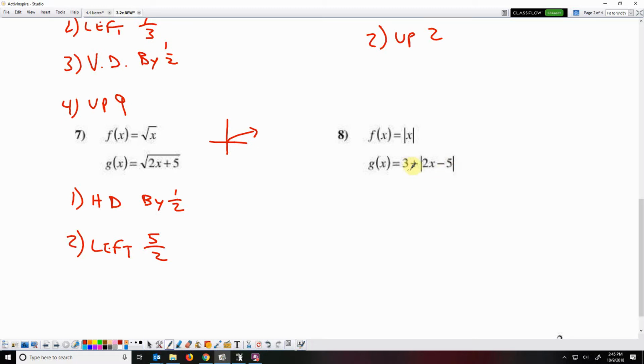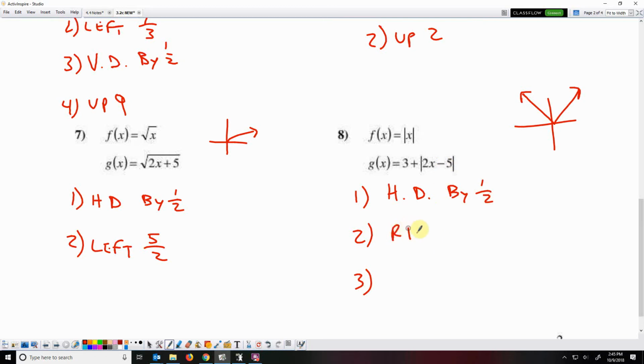And here I see three things happening, a 3, a 2, and a negative 5. So this is an absolute value function, so it looks roughly like that. First thing is a horizontal dilation with that 2, so it's by 1/2, so it gets half as wide. Then that minus means it moves right 5 over 2. And that 3 outside means it moves up 3.